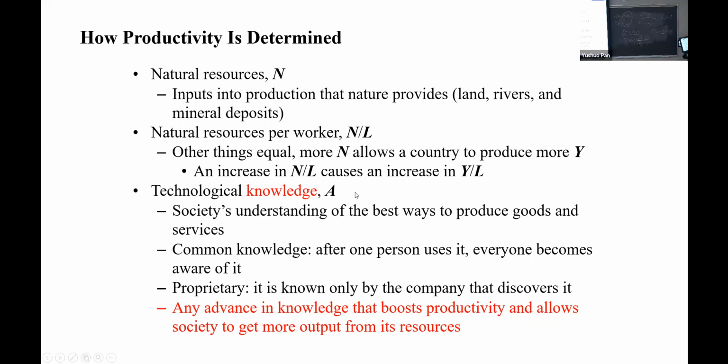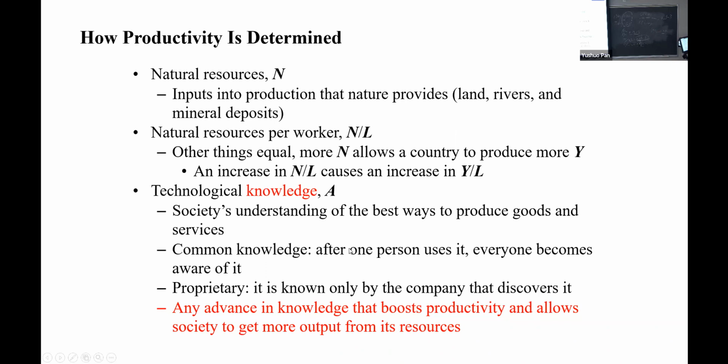And also the last one, which is the most important one, is the technological knowledge. We use A to stand for the technological knowledge. When we talk about technological advance or technology, usually what's in our mind is something related to the computer, to the software. But in this case, the knowledge means the society's understanding of the best way to produce goods and services, which is the common knowledge. So technological knowledge, or A here, is not related to the computer, but related to the common knowledge.